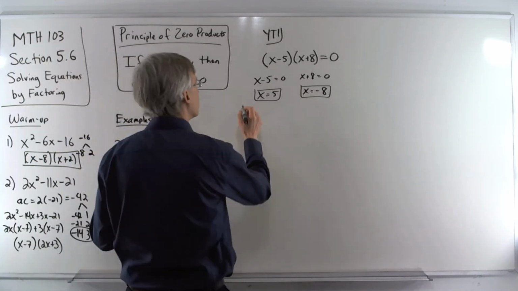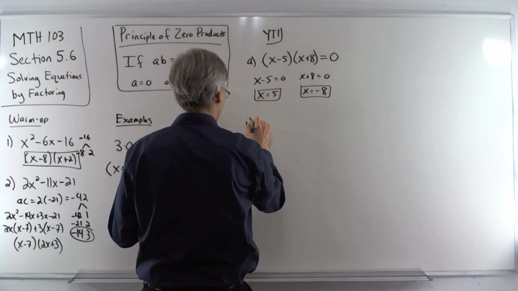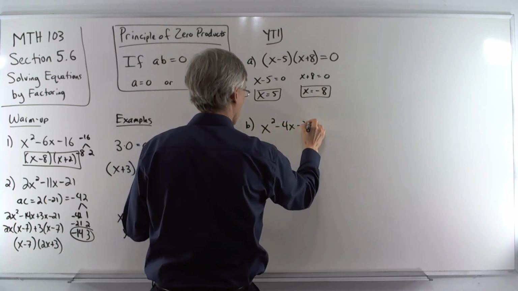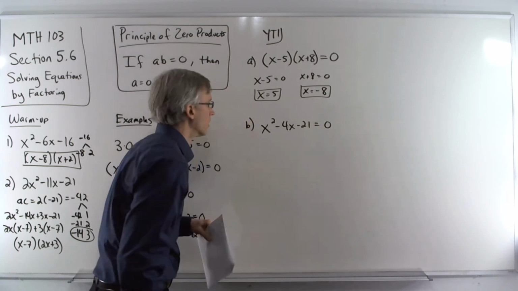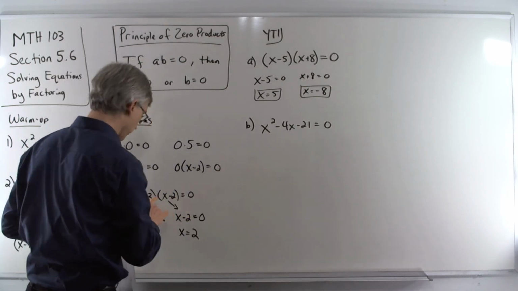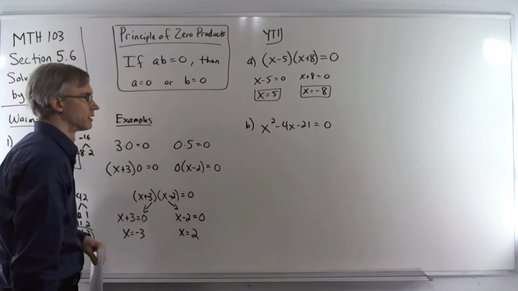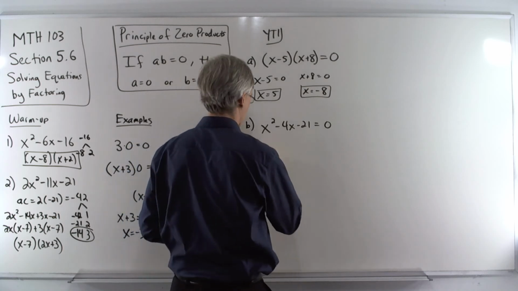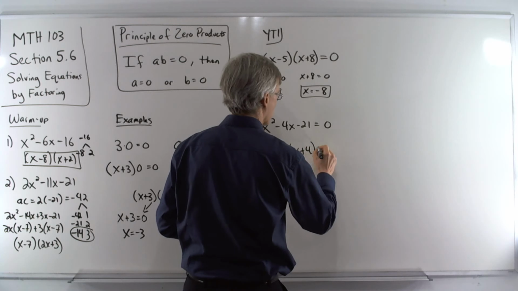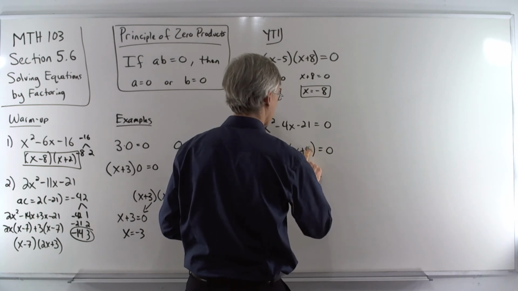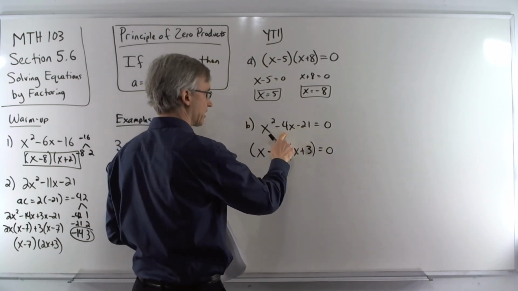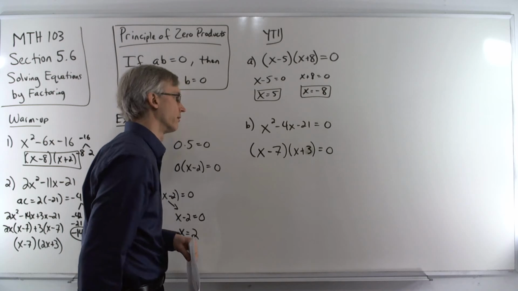All right, part B. Now with this one, we're going to need to factor first. We need to get it into a form that looks like this. So we need two numbers that multiply together to get negative 21 and add to get negative 4. So that's negative 7 and 3.